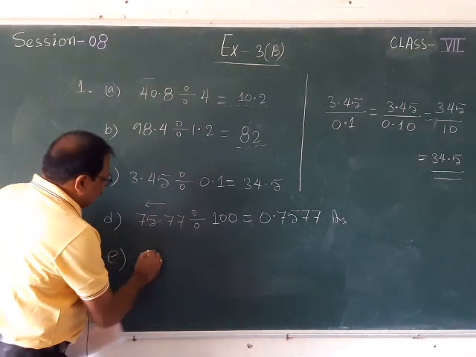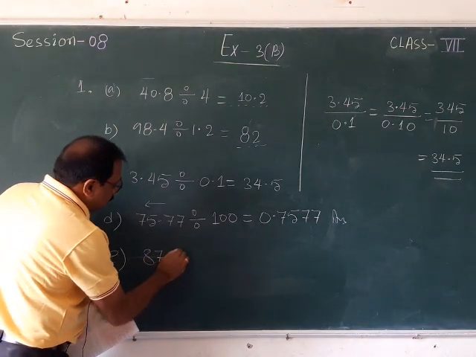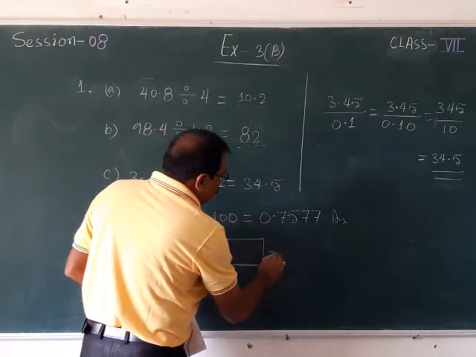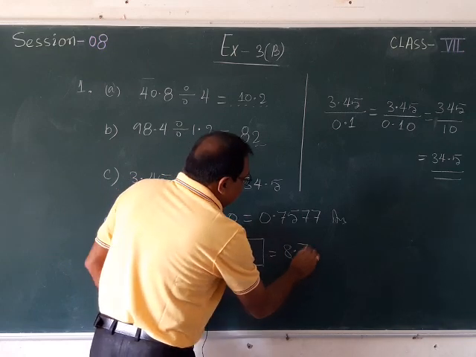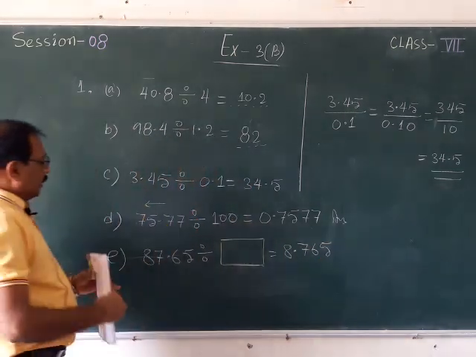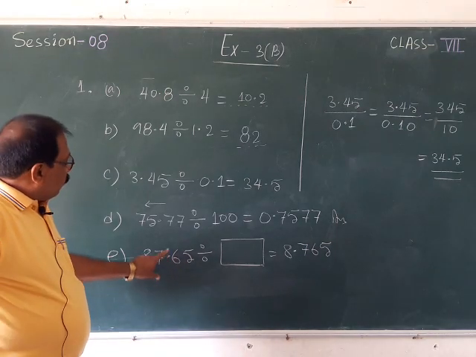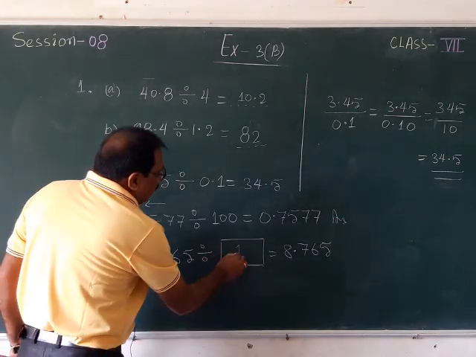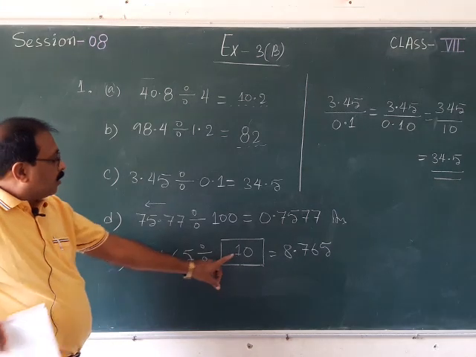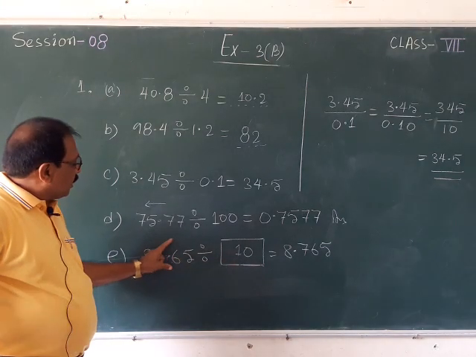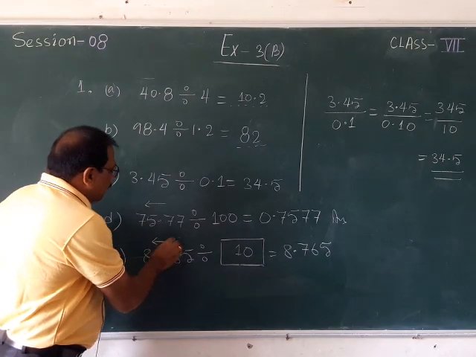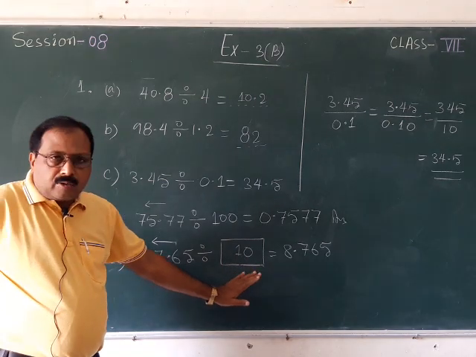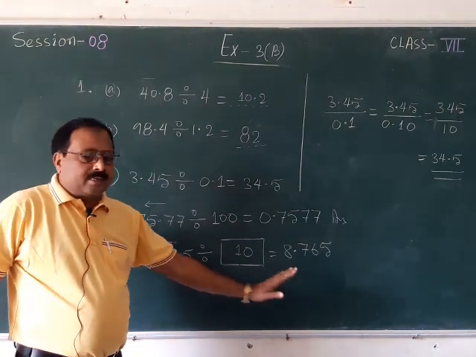Then number E is there. Here you can see 87.65 and divided by which number will give you 8.765. Here you can see that the decimal is shifted one digit left, meaning it is divided by 10 itself. It is clear that it is divided by 10, because when you divide this number by 10, the decimal will be shifted one digit from right to left side. So you are getting your answer in this way. You can guess the answer, you can write your correct answer over there.